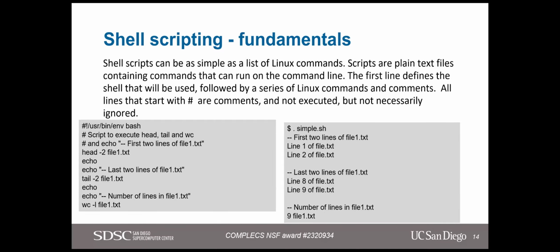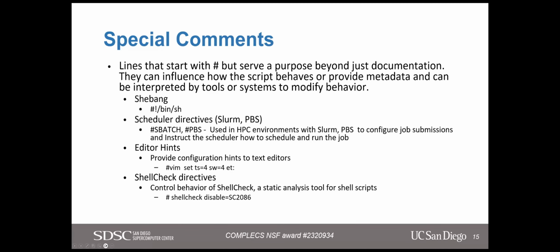Comments are identified with the hash. It's important to note that while the hash is considered a comment and it's not going to be executed by the shell itself, it is not necessarily going to be ignored. So let's talk about special comments for a little bit. In shell scripts, special comments are essentially lines that start with a hash, but the purpose is not just for documentation. These special comments can influence how the script is going to behave. They can provide metadata to the system, or they can be interpreted by other tools or systems to modify some behavior. So here are 4 of the most important ones.